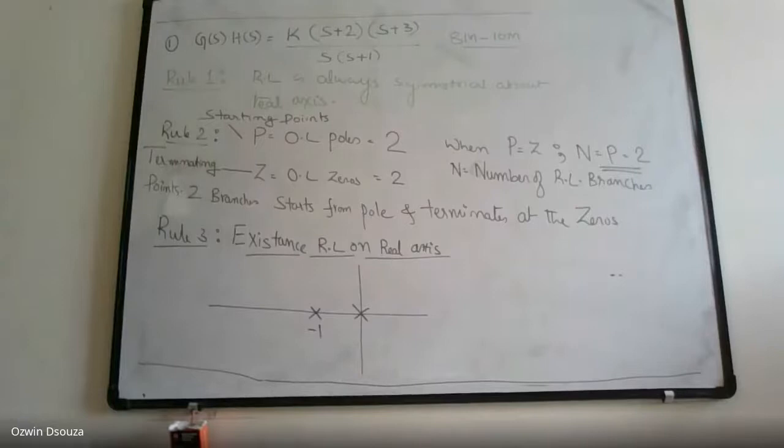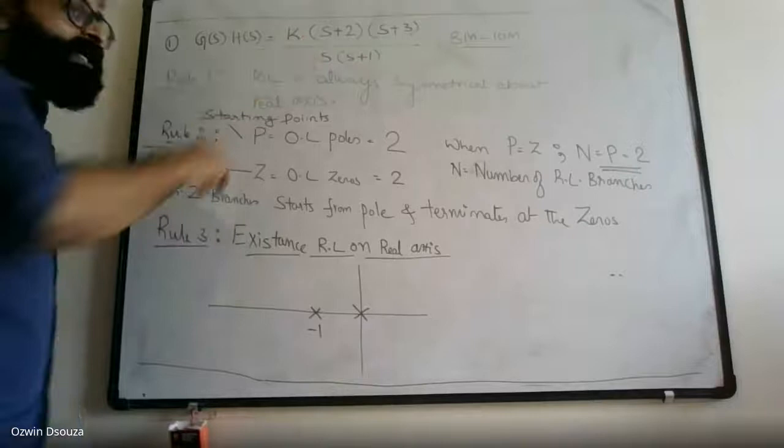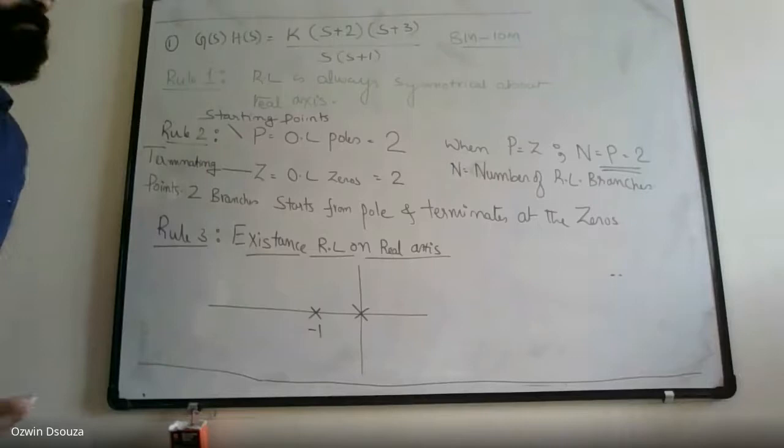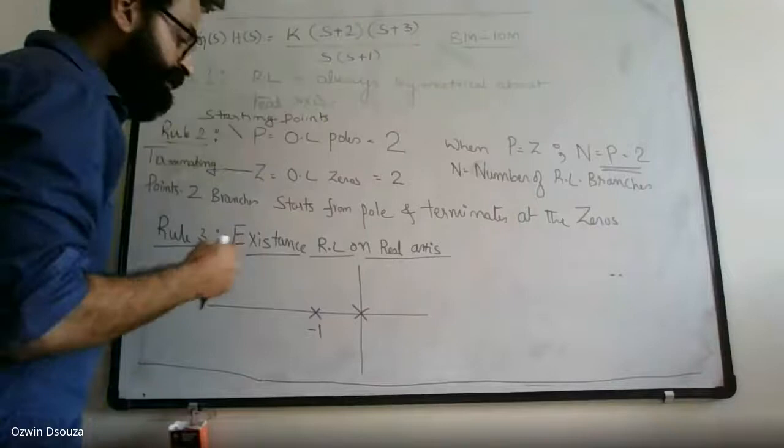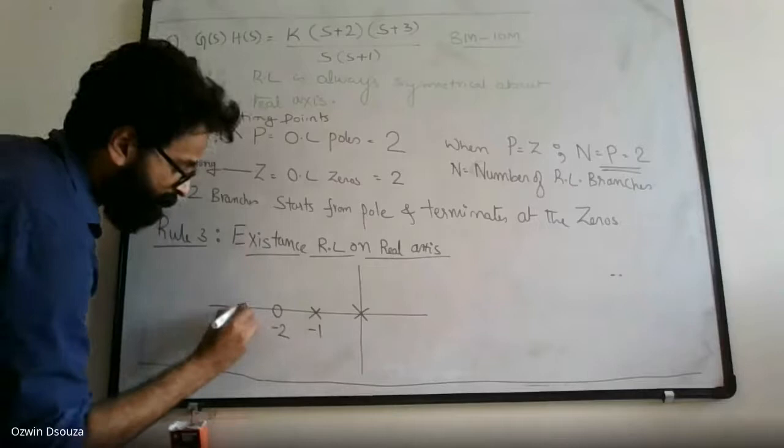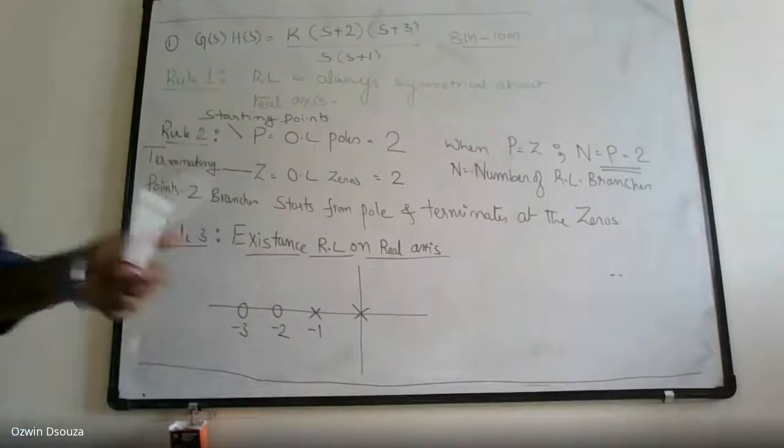And now you equate your numerator to 0. When you equate your numerator to 0, you get the roots of the numerator, which are called zeros of the transfer function. So you have a zero at minus 2 and a zero at minus 3. All right, so you are done with the pole zero plot.